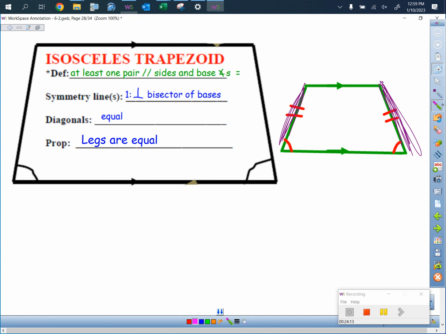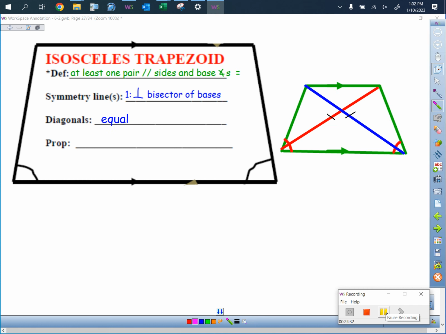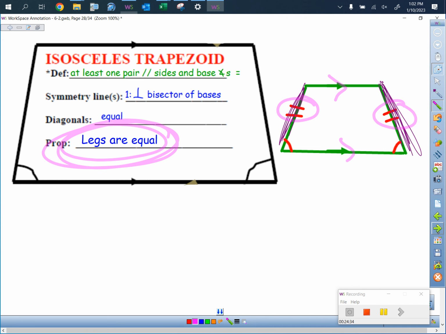Mr. Fonstill, when we mark an isosceles trapezoid, should we put those tick marks? If it says mark it by definition, does this have anything to do with the definition, or is that a property? So definition is the arrows and the arc marks. You with me on that? Cool. Good. So let's go do some questions about trapezoids.